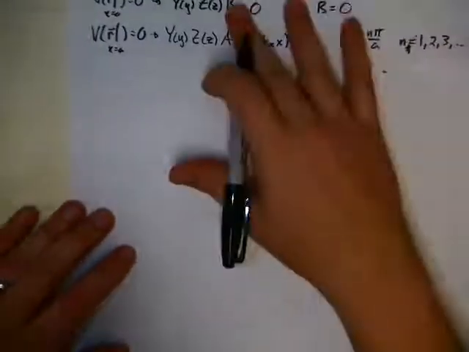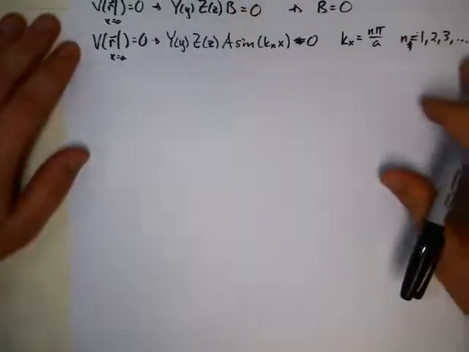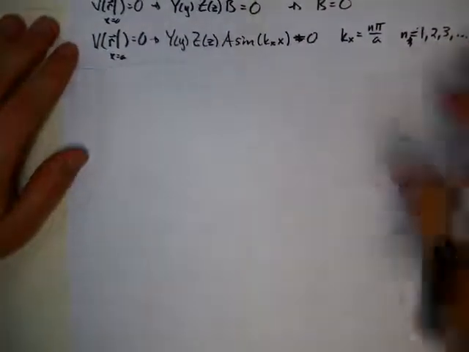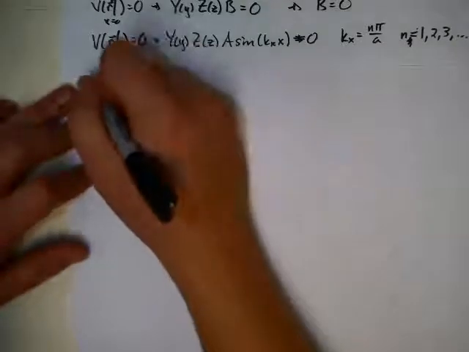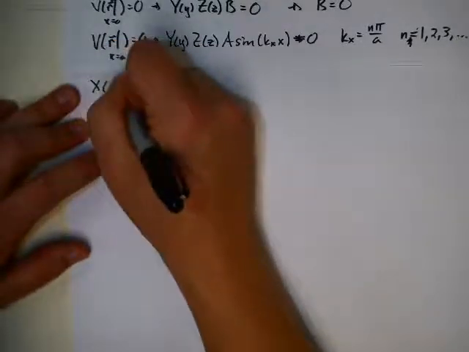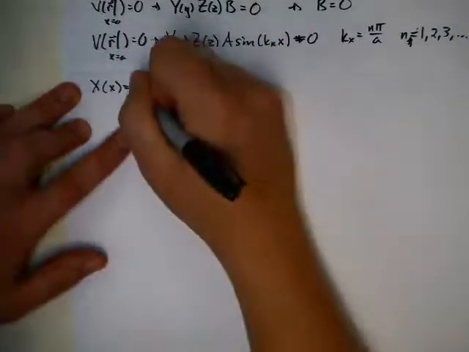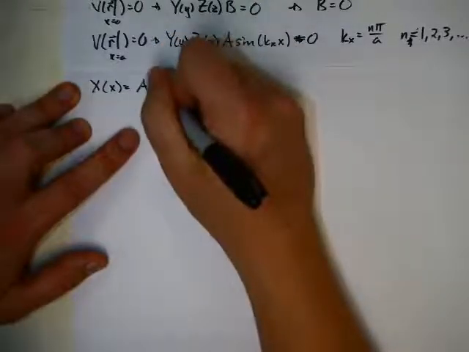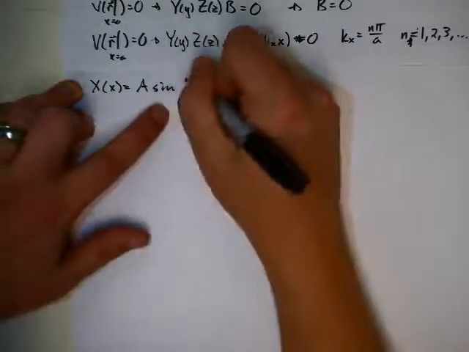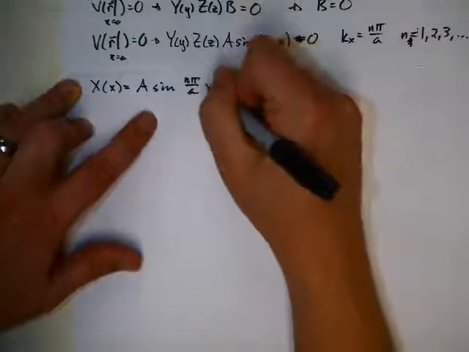So continuing on with the problem from here, it's good now just to write what our capital X is. Our capital X of x in this case is going to be some unknown constant a times the sine of n pi over a times x.